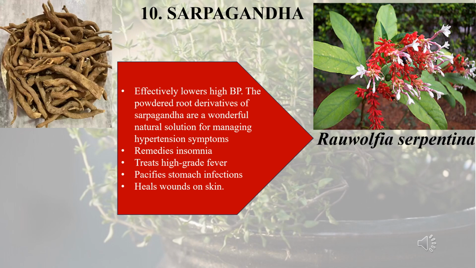So then the Sarpagandha, whose botanical name is Rauwolfia serpentina. In Ayurveda, Sarpagandha is used for the treatment of high blood pressure, insomnia, asthma, acute stomachache, and painful delivery, and for mental illness such as neuropsychiatric disorders, psychosis, and schizophrenia.